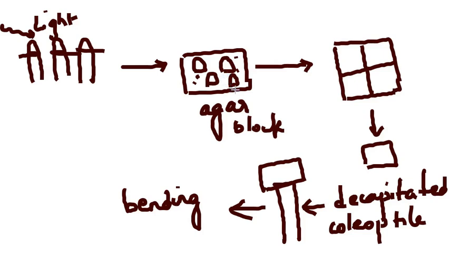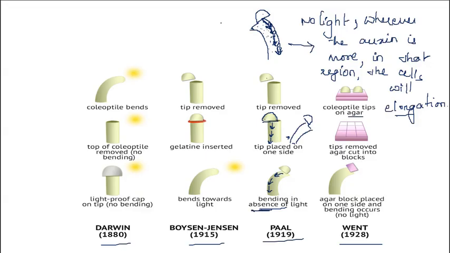So even in absence of light, what happens when the tip is placed either towards the left side or towards the right side? In whichever region the auxin is more, in that region the bending will occur. The tip is previously activated, and in whichever region the auxin is more, that part will show the elongation. Now why in absence of light? Because the tip part is already activated. Now I'll again conclude.